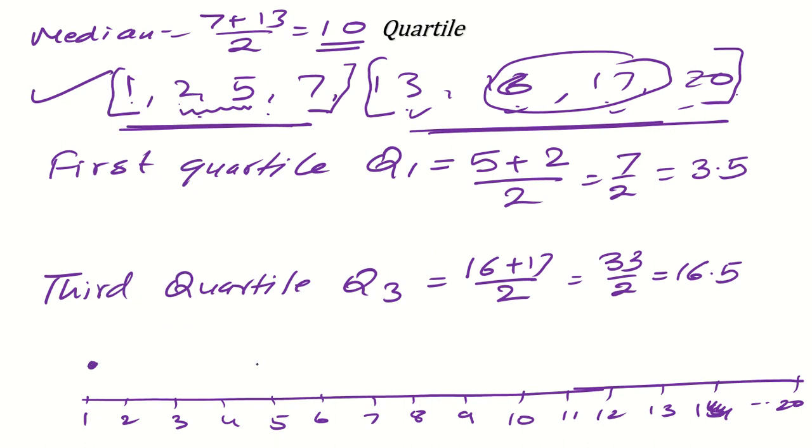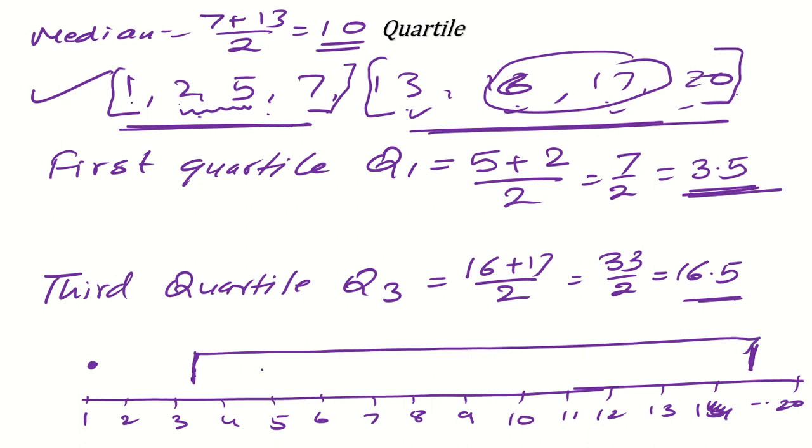And then where is the first quartile? The first quartile is 3.5, so 3.5 will be somewhere here. So here will be the line of the box. And where is the third quartile? The third quartile is 16.5, so it will come somewhere here, for example. Now draw the box like this, and then join like this, and go up to 20, because 20 is the maximum number.